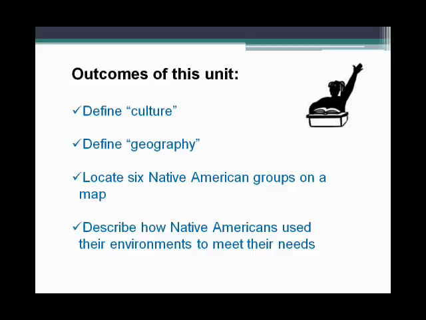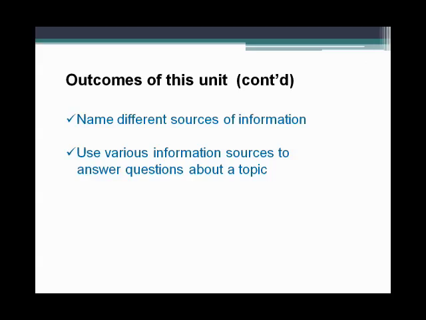The goals or outcomes of this unit are skills that you should be able to do by the end of this unit. You should be able to define culture, define geography. You should be able to locate 6 Native American groups on a map. You should also be able to describe how Native Americans use their environments to meet their needs. You will also be able to name different sources of information and use various information sources to answer questions that you may have about a topic.